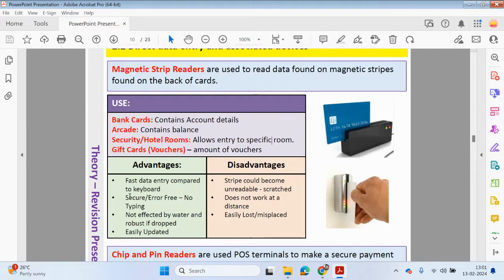Okay. Now the advantage of using magnetic strip readers is fast data entry compared to keyboard. There's no chance of making a human error. Obviously, with keyboard, you might make a typing mistake. It's not affected by water and robust if dropped and can be easily updated. However, the strip could become unreadable, scratched if it's been used so many times. It does not work from a distance, and can be easily lost or misplaced. And sometimes, if you've had a card in your pocket next to your mobile phone, it may stop working.